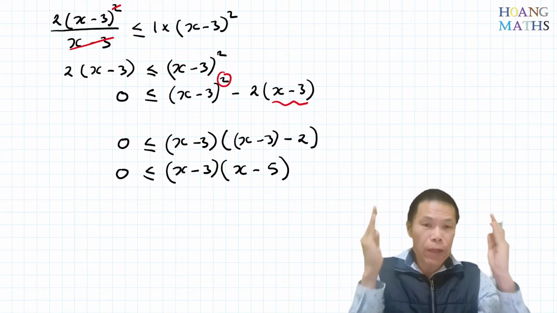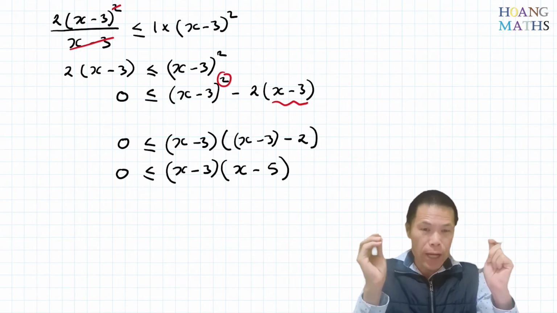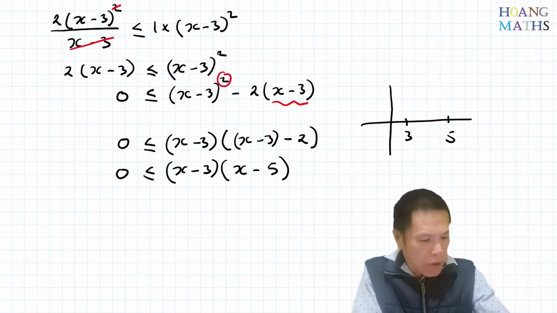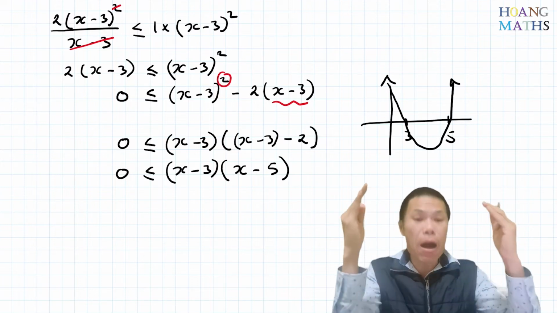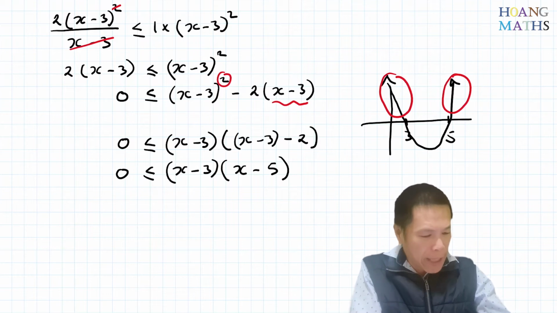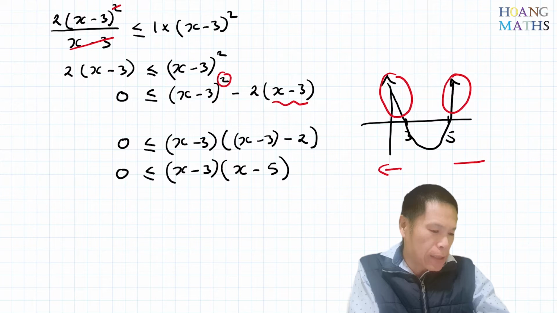So now, if you want to graph this, we have x-intercepts at 3 and 5, right? So just do a quick sketch. This is 3 there, this is 5 there, and the parabola is positive. There you go. And then we want to be above 0, that's greater than 0. So we want these two parts. That means x is less than 3 or x is greater than 5.